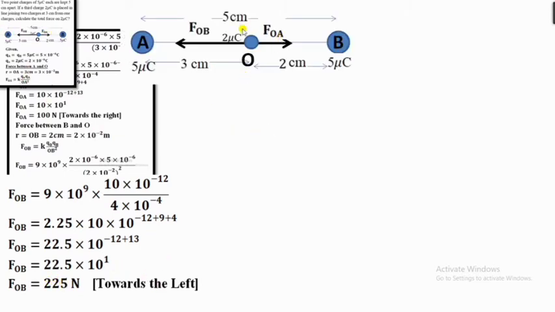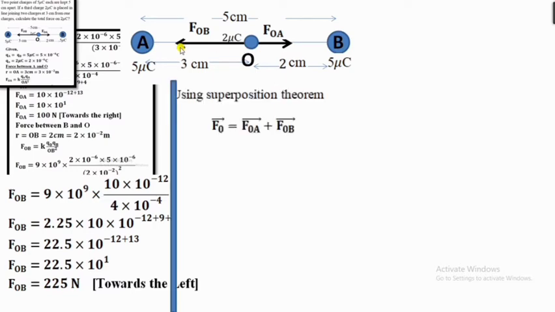Let's see how. Here you can see this will try to repel this, so the force will be in this direction, that is towards the left. So now you have two forces, one towards the right and another towards the left. Using the superposition theorem we can write the total force. The total force on the charge at point O is given by FO is equal to FOA plus FOB. I have to add them using the vector method. The angle between these two vectors is 180 degrees.